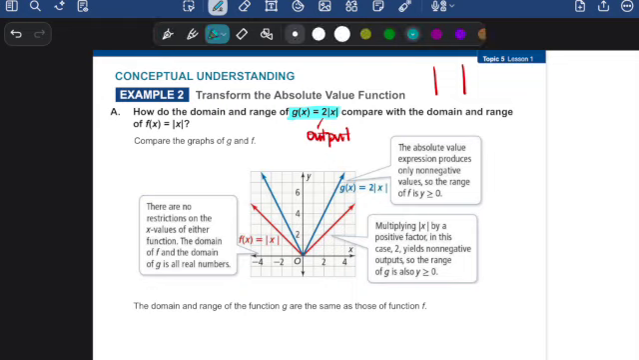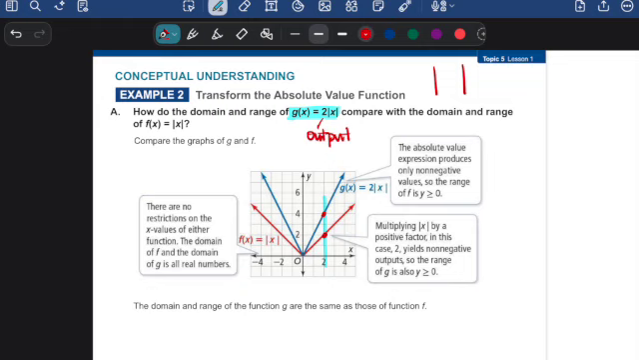Where x equals 2, for our parent function, our output would be positive 2. But if we double that, then our output for g of x would be 4. So we can see that this is a vertical stretch. We're taking the output and stretching it vertically, so it is more narrow. The v is still upward facing, but now it's more narrow since we have that scale factor in front of the input. We're multiplying the whole output by 2.